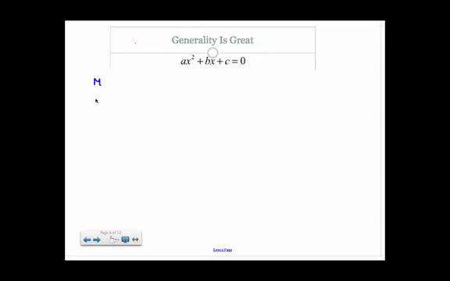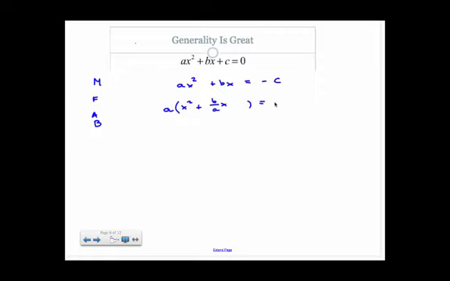I just have to follow MFAB. So what do we do first? Well, we move the constant to the other side. So we have ax squared plus bx equals negative c. We factor out the coefficient of x squared on the left side. So we have x squared plus, well, there is no a here. Well, that's okay. Just divide. So b over a times x.